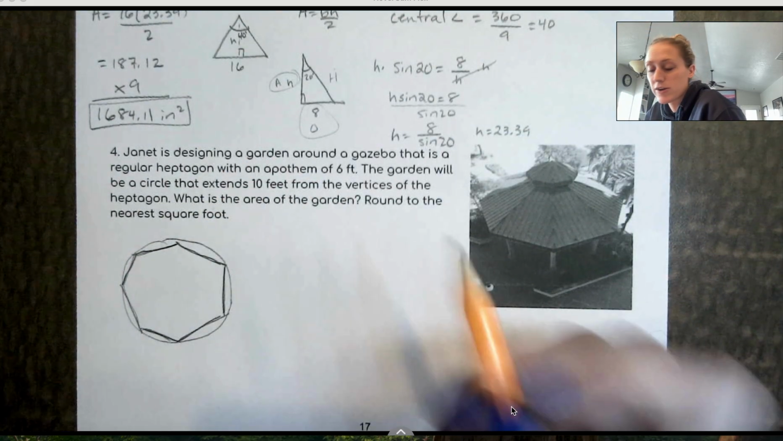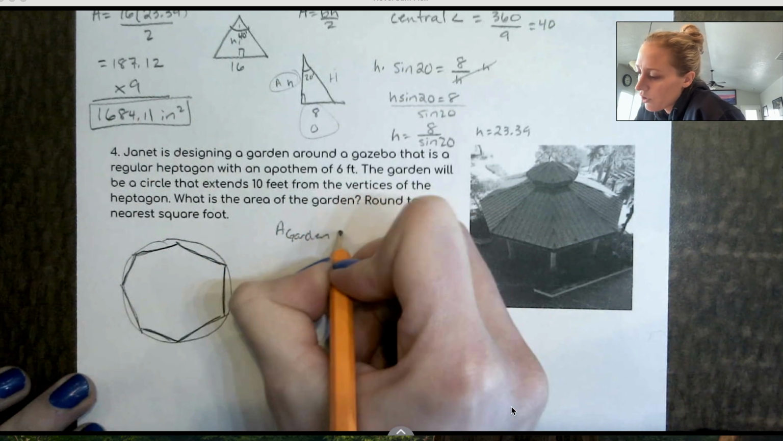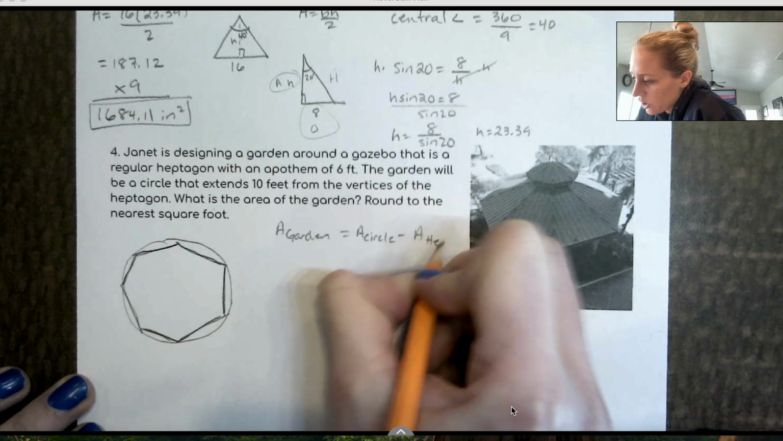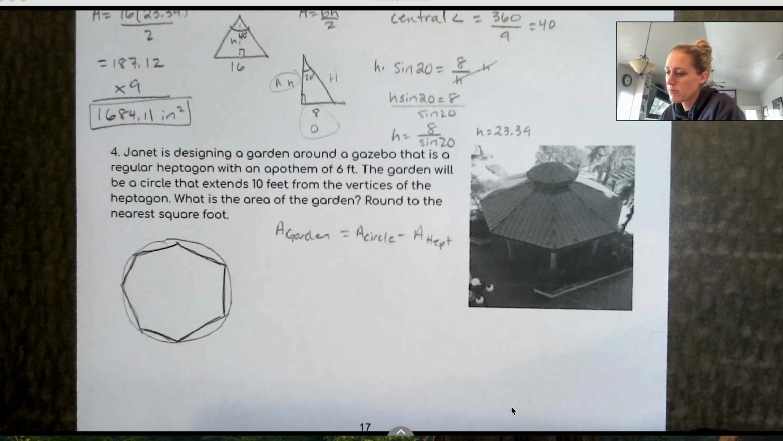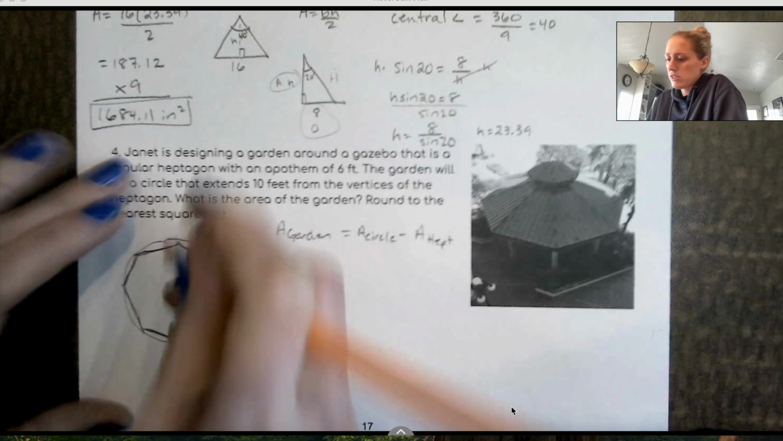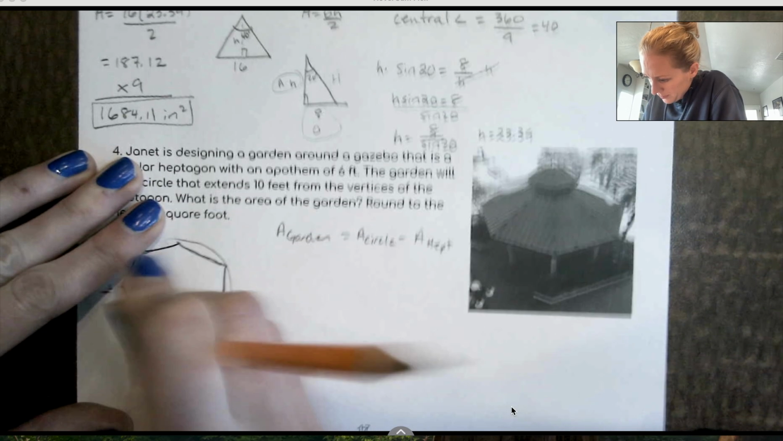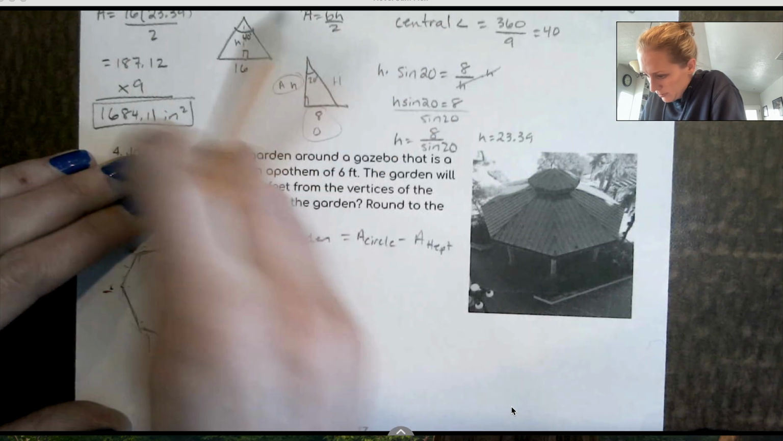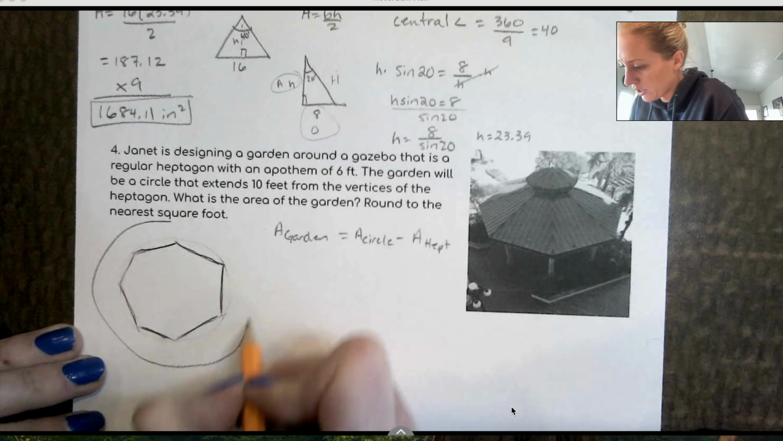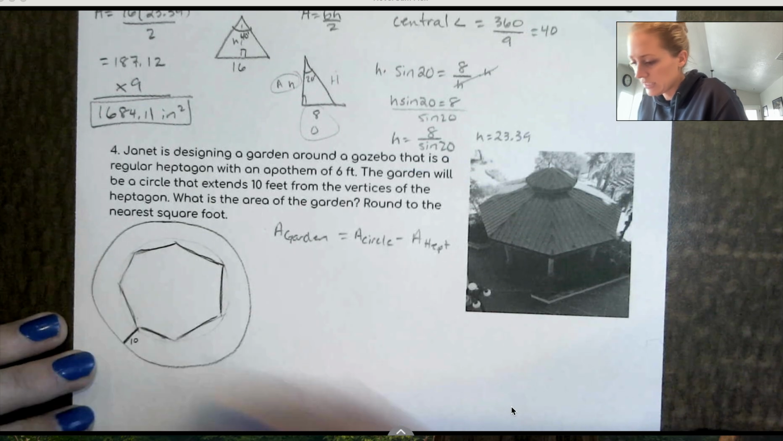Okay, so we want the area of the garden. So the area of the garden is the circle minus the heptagon, because the garden is this circular space that goes around it. And sorry, I didn't draw this really extending 10 feet from the vertices. I'm going to draw a bigger circle here, you guys. Okay, so we have this circle around our heptagon gazebo, and it says the garden extends 10 feet from the vertices, so that's 10.